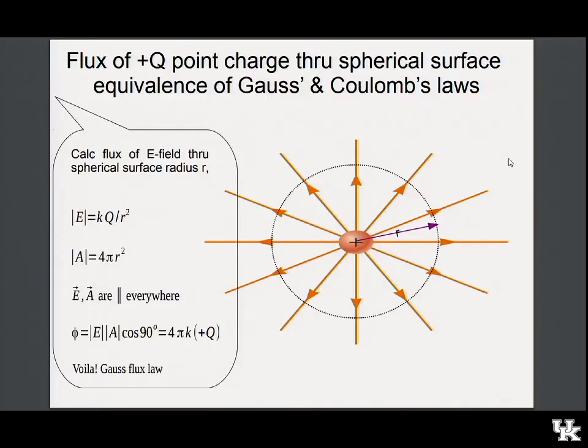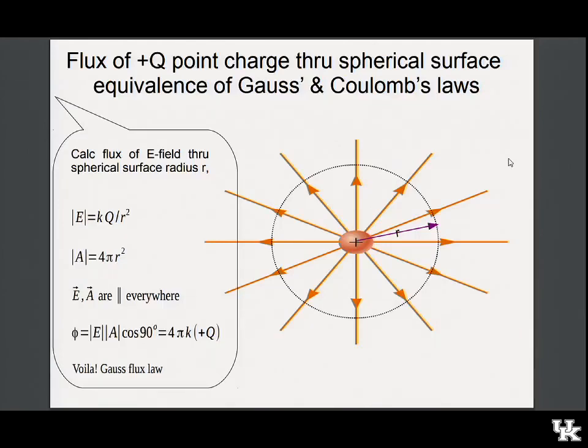E is kq over r squared. A is 4 pi r squared. And cosine of 0 degrees, not 90 degrees, is 1. When you multiply these three things together, the r squared in the denominator and the r squared in the numerator cancel. You're left with a k, a q, and a 4 pi. We're left with 4 pi kq. And this is Gauss's flux law.